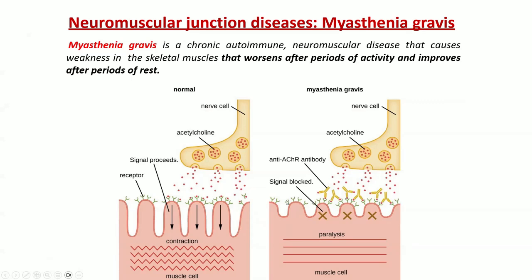Because the available receptors are taken by the first set of acetylcholine and by the autoantibodies, okay? So there are no more free receptors or sodium channels to open to allow influx, to allow a second contraction of the muscle, okay? So hope that's clear. That's why in this case, the movement actually worsens after periods of activity.